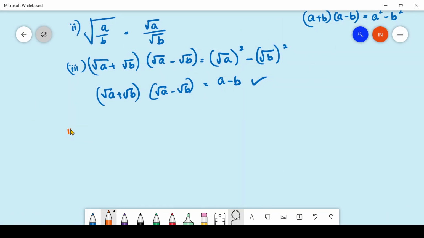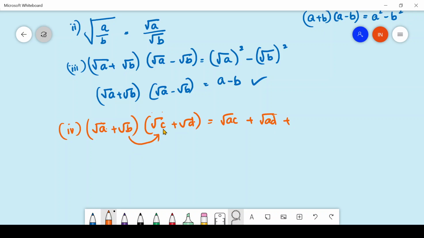What is the fourth identity? We can take root A plus root B multiplied with root C plus root D. What will this be? We have to open the bracket, multiplying each term from the first bracket. That is root A into root C, that is root AC, plus root A into root D, that is root AD, plus secondly the second term with the second bracket, that is root B into root C is root BC, plus root B into root D is root BD. This is how the operation happens.